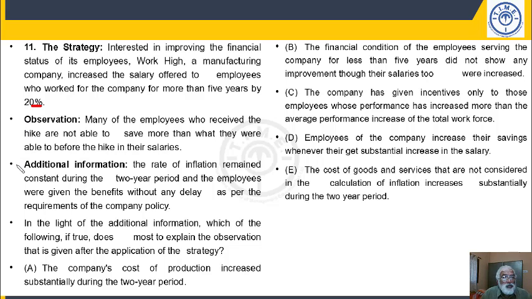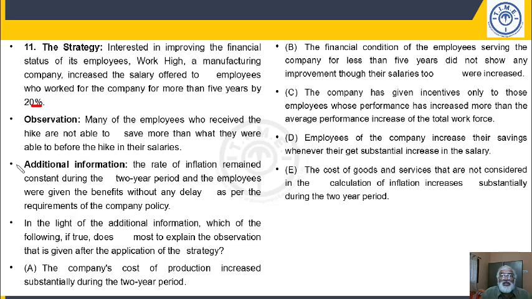The company's cost of production increased substantially. This is not about cost of production. This is about how much money they paid their employees. The financial condition of the employees serving the company for less than 5 years did not show any improvement, though their salaries too were increased. Still, I need to know the reasons for that. So you're not saying they couldn't improve, so these guys can't improve. Obviously, I have to look at these guys and say they couldn't improve in spite of 20%. That can only be because they actually had to spend that 20%.